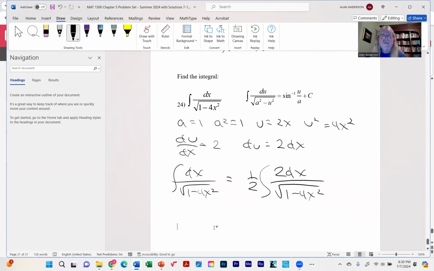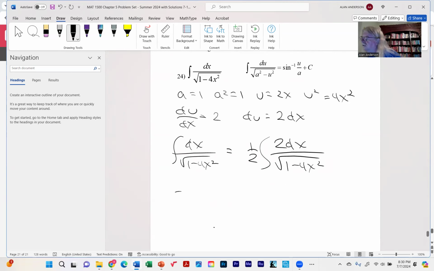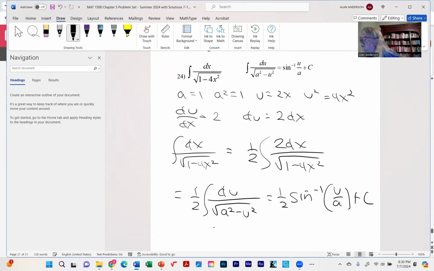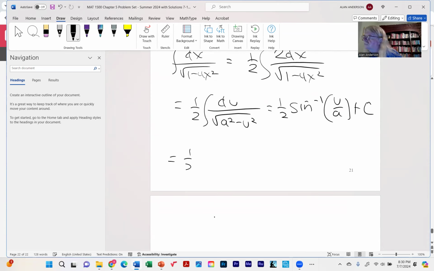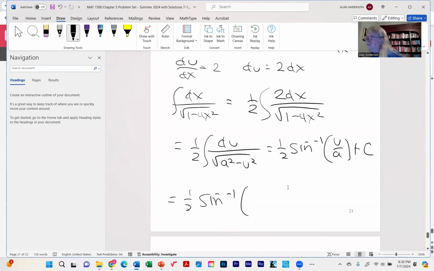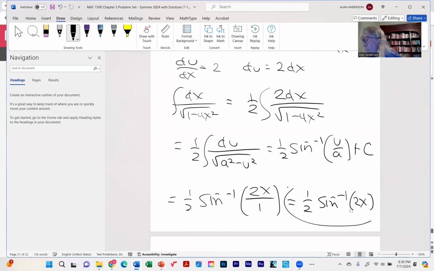So what we have here is du over the square root of a squared minus u squared, which you can see at the top here is going to be 1 half arc sine u over a plus c. Now we just substitute back. u was 2x and a was 1. We're done. Oh, and plus c. Don't forget the c. All right.